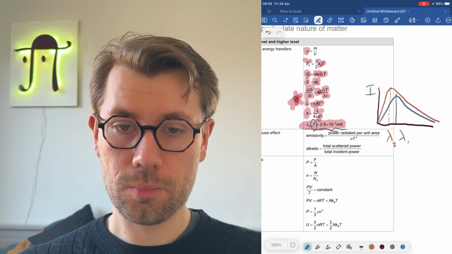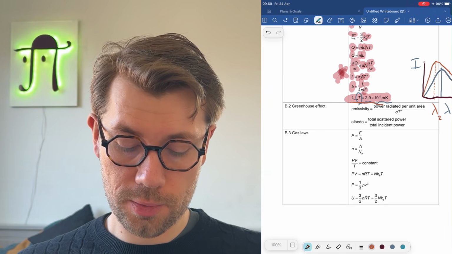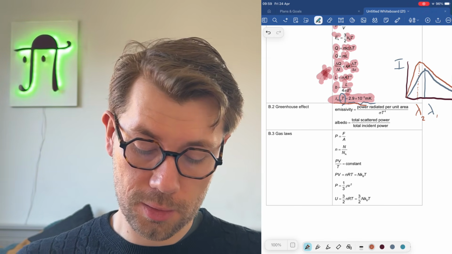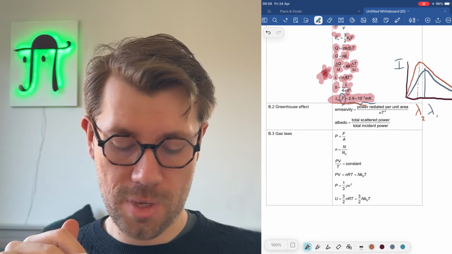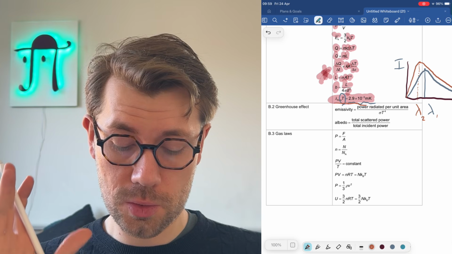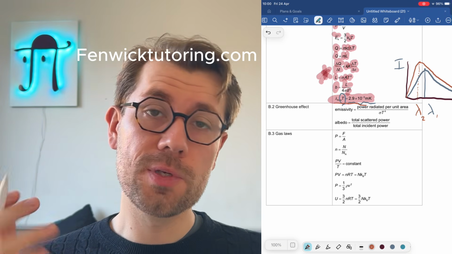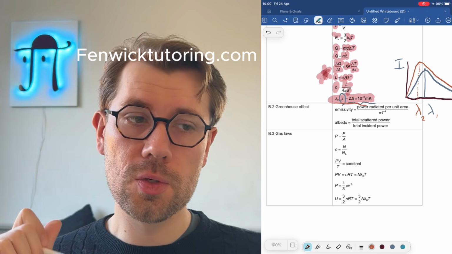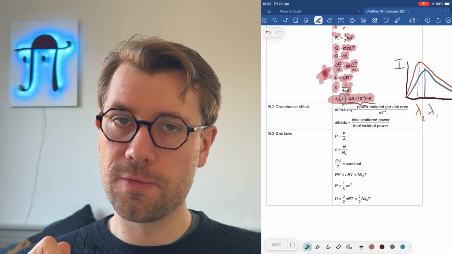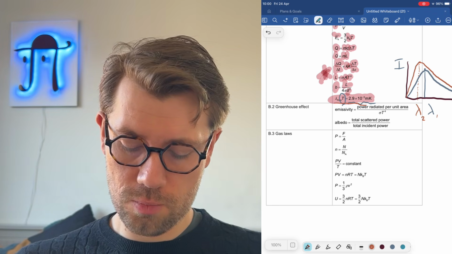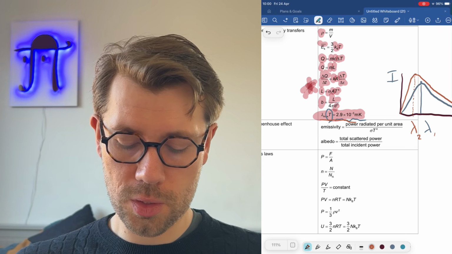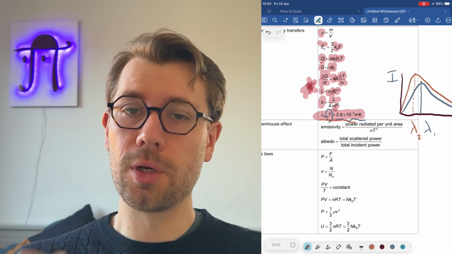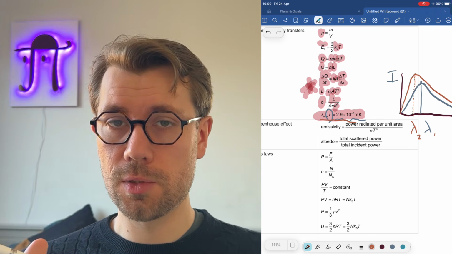So let's move on to the greenhouse effect. Now, this is quite tricky, and I've always found it really hard to explain to my students how it works. But if you have a look at my website, fenwicktutoring.com, there's a really good simulation of how the greenhouse effect works. I'll try and get as much into these equations as I can, but here's a quick peek at what the simulation looks like.